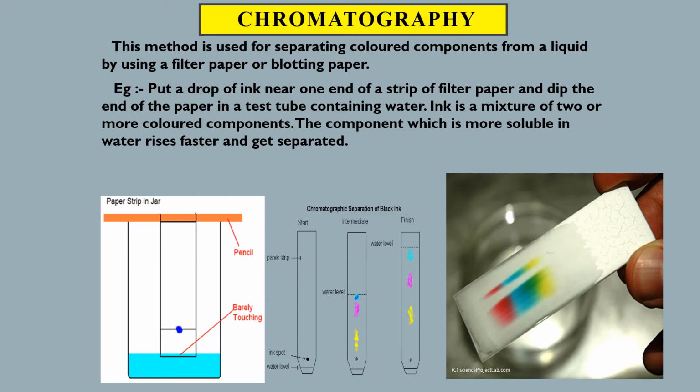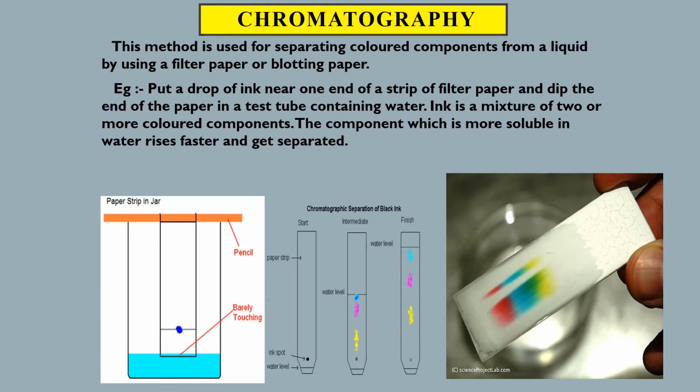Now, while performing this experiment, we have to put a drop of ink near the end of a strip of filter paper. You can try this at home. Put a drop of ink at the end of a strip of filter paper and dip the end of the paper in a test tube containing water. Ink is actually a mixture of two or more colored components. These components, which are more soluble in water, rise faster and get separated.